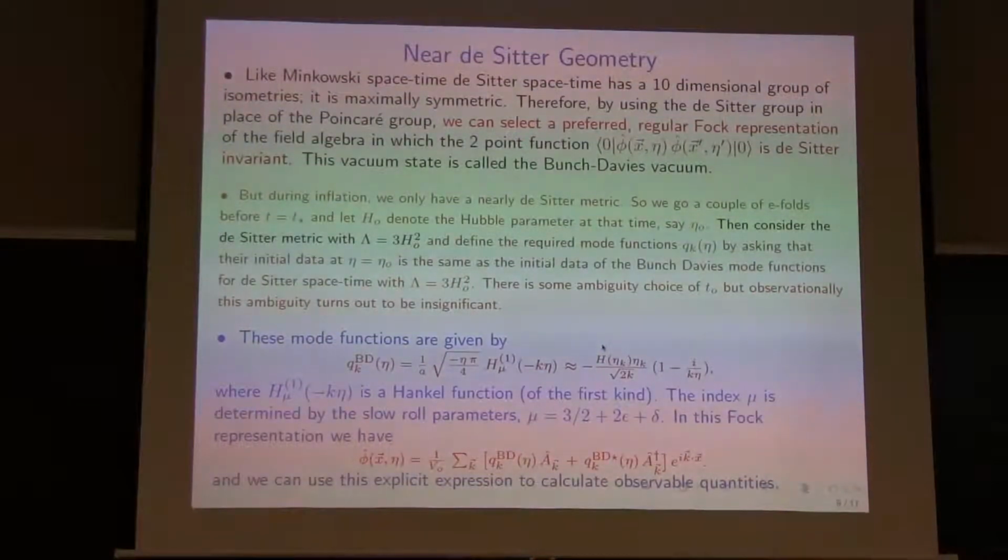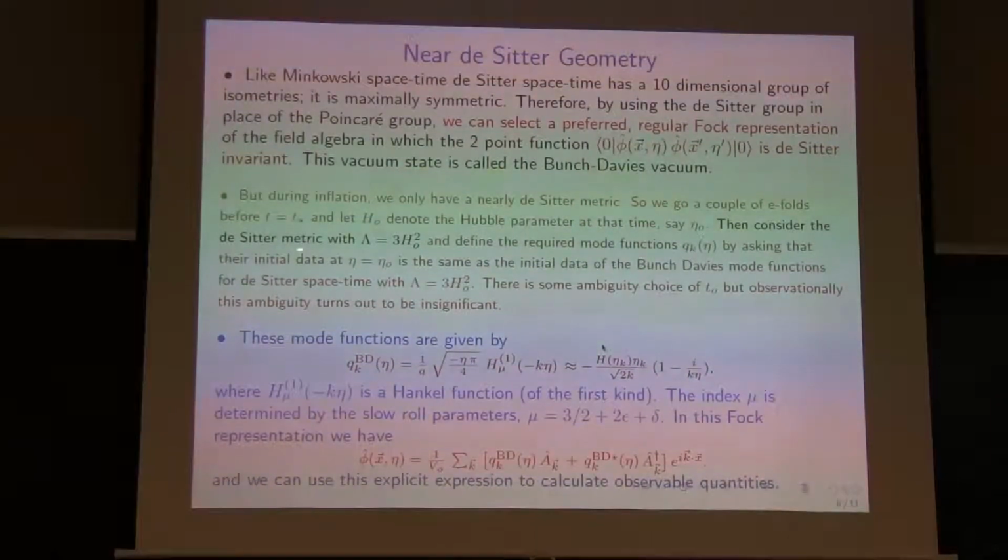But now, the new point, that during inflation, we only have a near de Sitter metric. We don't have exactly de Sitter metric. We can write down what the metric is, calculate explicitly, and see that it is close to de Sitter, but the expansion is slightly slower than the exponential. So we go a couple of e-folds before the t equal to t star, and let H naught be the Hubble parameter at that instant of time.